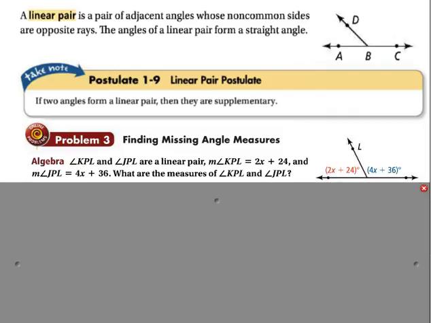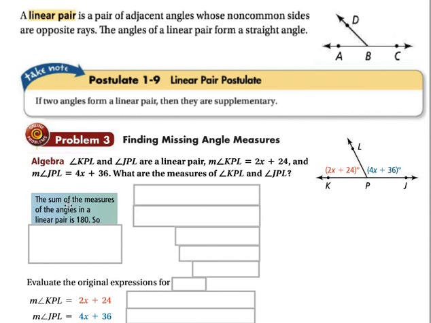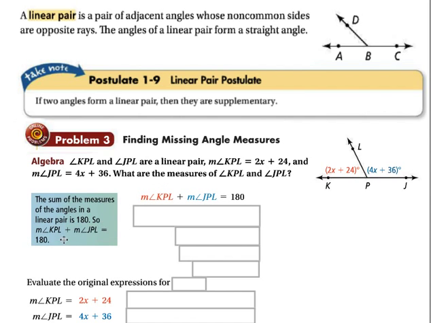Find the missing angle measures. This one says angle KPL and JPL are a linear pair, and they tell us algebraic expressions for the two angle measures. What are the measures of angle KPL and JPL? Well, we know that these two form a straight line or a linear pair, so they add to 180, and we can start setting up an equation like we did before. The sum of the measures of the angles in a linear pair is 180, so the measure of angle KPL and JPL must add to 180.